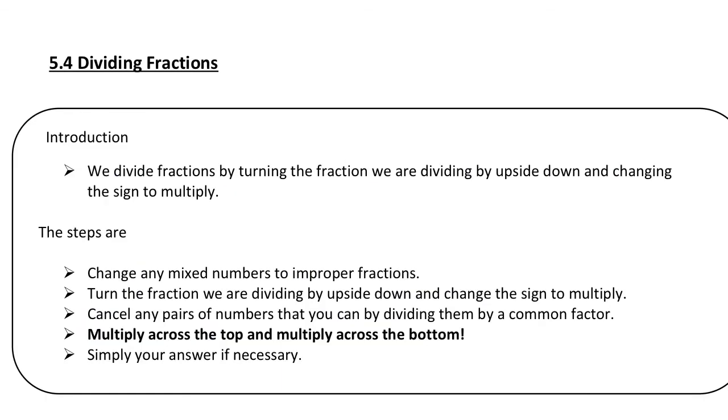So to divide fractions, we turn the fraction we're dividing by upside down and change the sign to multiply. So we change any mixed numbers to improper fractions first of all. We turn the fraction we're dividing by upside down and change the sign to multiply. Cancel any pairs of numbers that you can by dividing top and bottom by a common factor. Multiply across the top, multiply across the bottom, and simplify your answer.